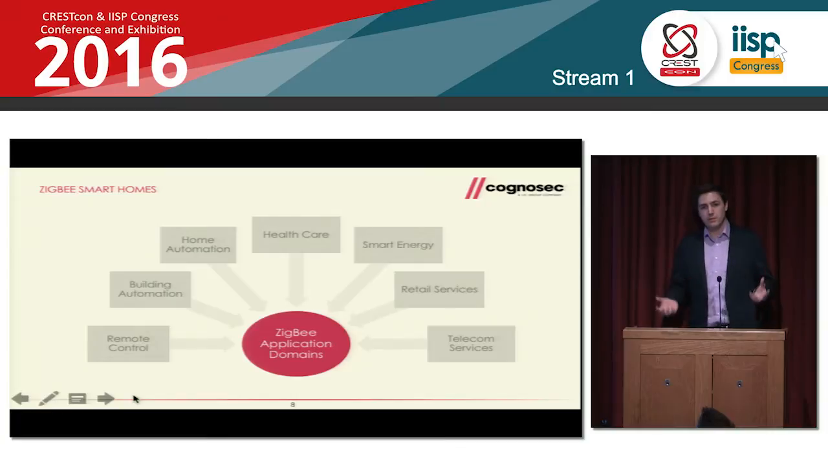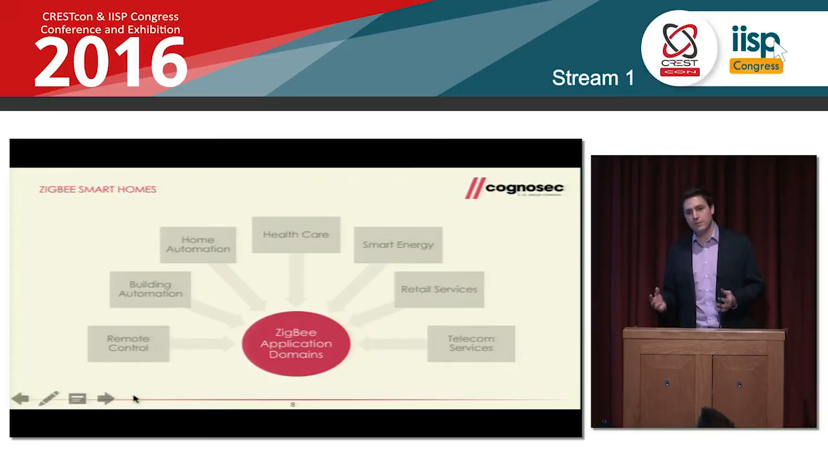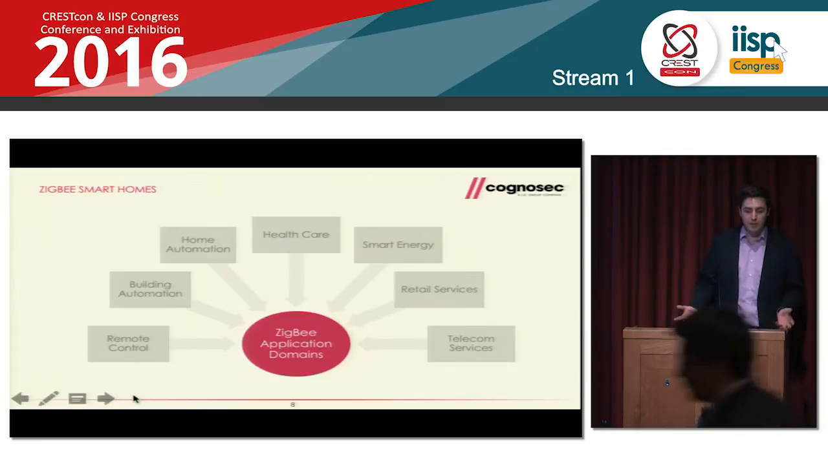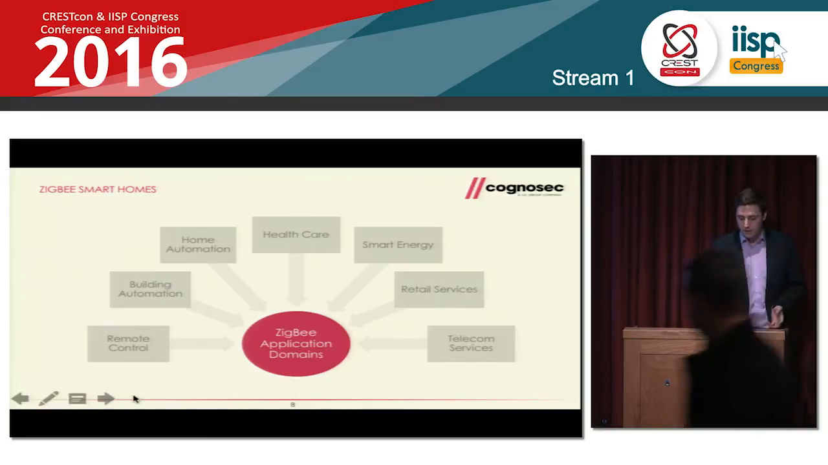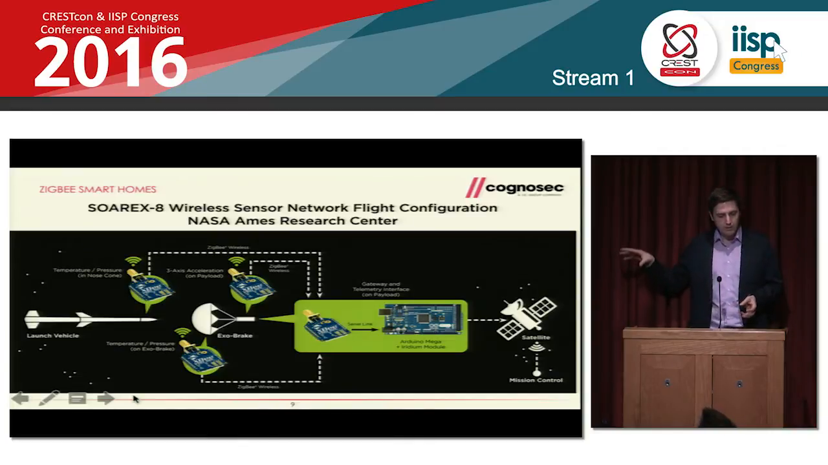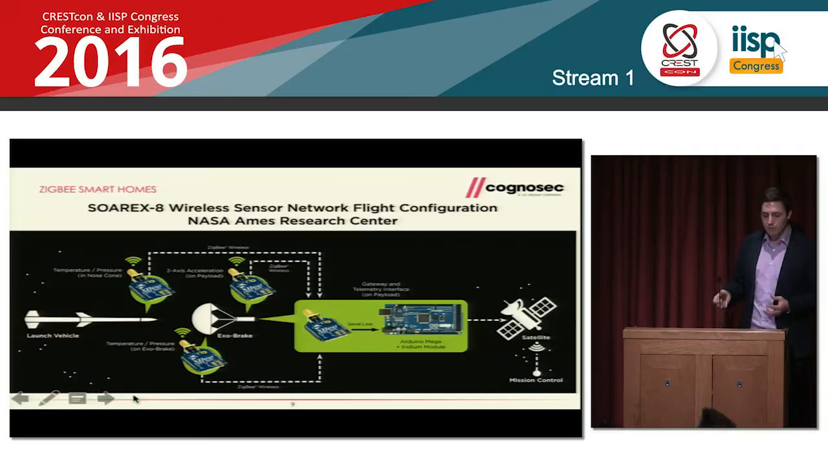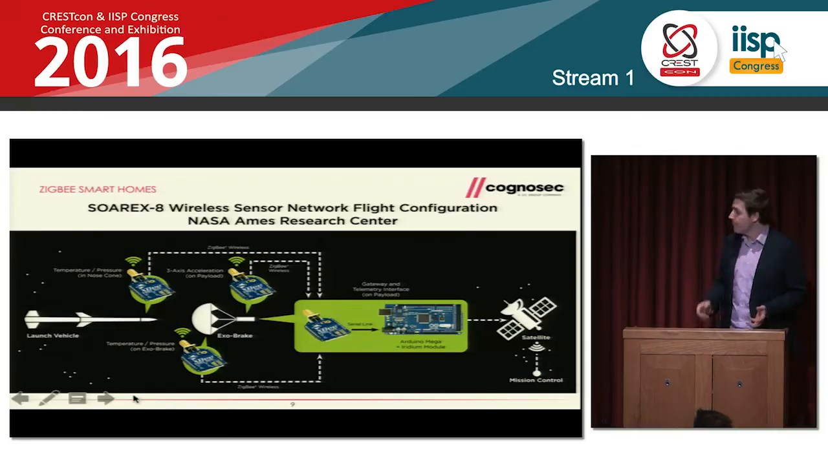So where is ZigBee used? There's a huge variety, so you can use it for home automation in smart homes. I think that's the most popular application domain at the moment, but it's also used for industrial control systems, healthcare devices, remote controls, whatever. It's even used in aerospace technologies. This is a screenshot from NASA, I think. They're using ZigBee technology for monitoring or controlling the brakes and parachutes. So it's really also applied for critical technology.